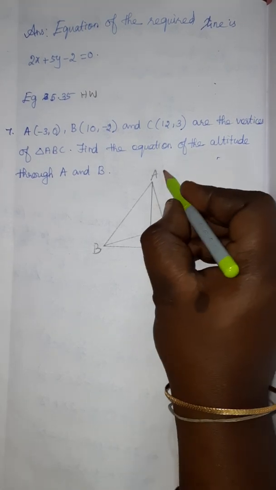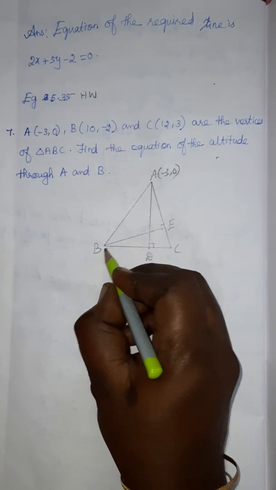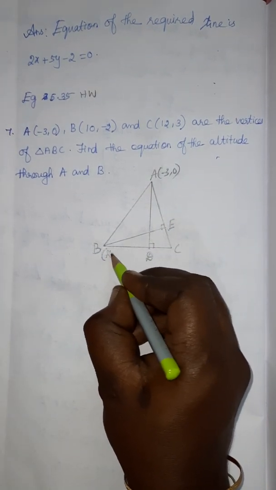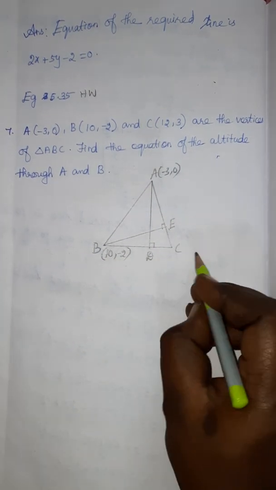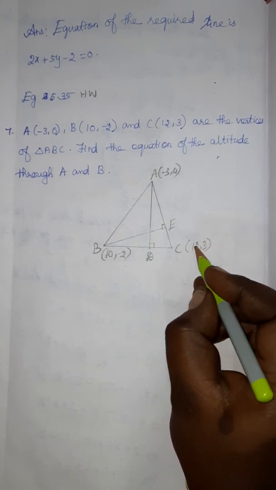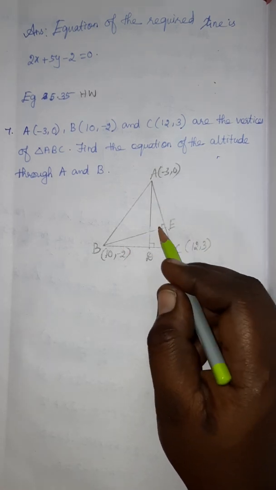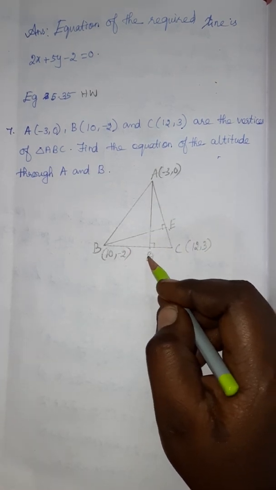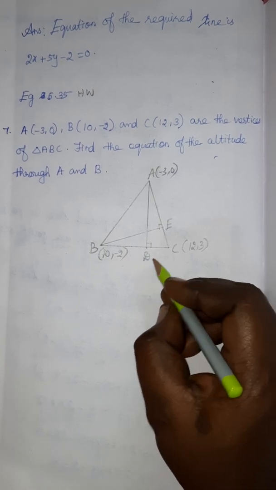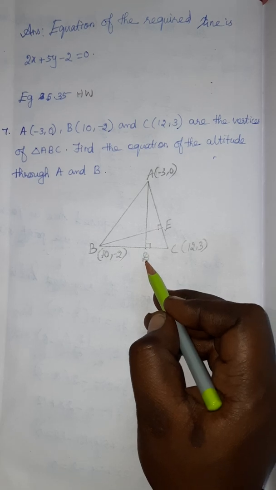Here we can write the coordinates. A is (-3, 0), B is (10, -2) and C is (12, 3). Whenever you draw a diagram, use the pencil completely. Don't draw using pencil and write using pen. Completely use the pencil. Now you have to find the equation of the line AD.